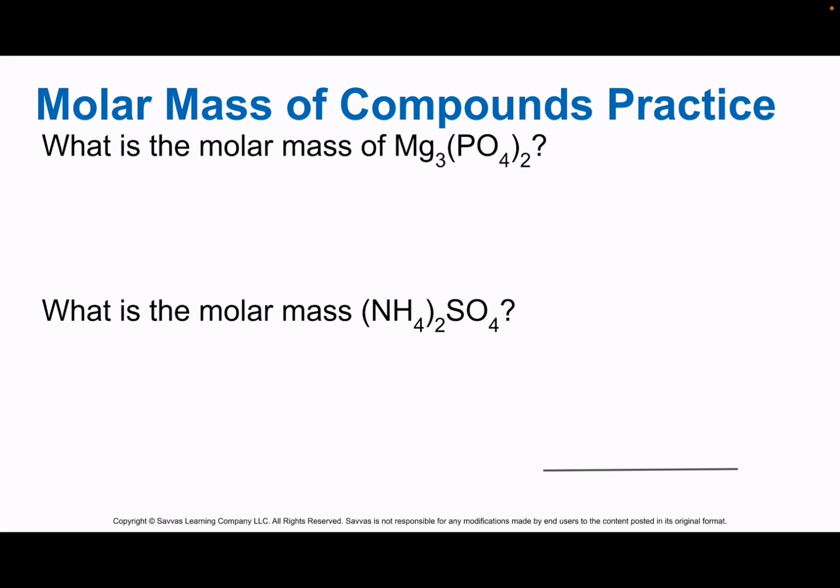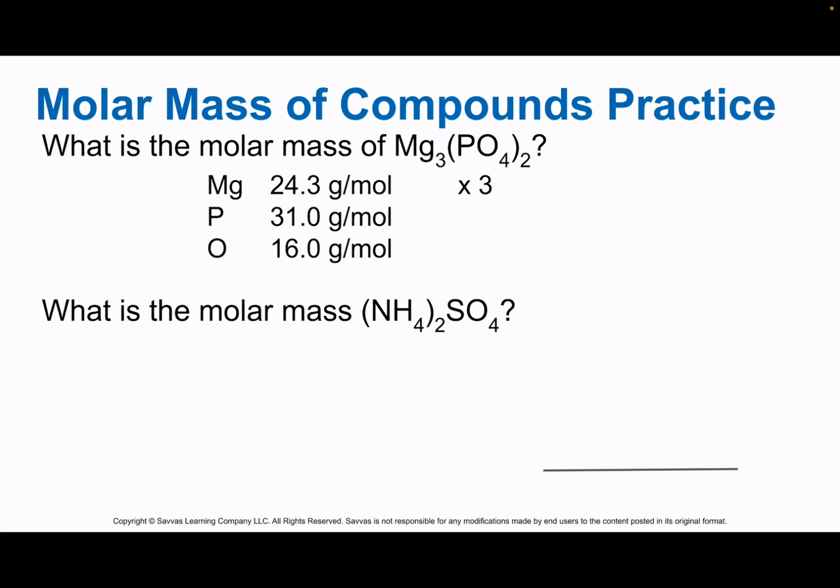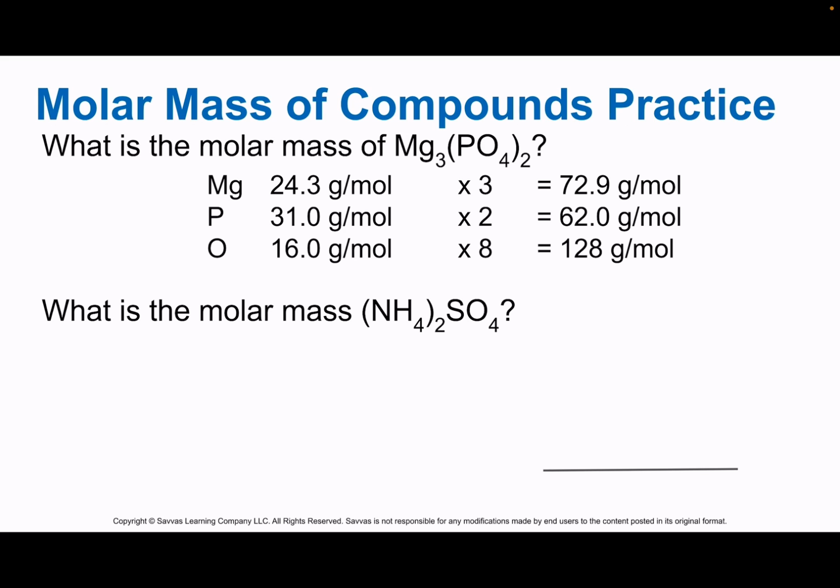Okay, hopefully you've completed these. Let's check our work. Magnesium, phosphorus, and oxygen. Those are our 3 elements. Careful here. Magnesium, there are 3. How many phosphorus are there? That 2 on the outside distributes. So we have 2 phosphorus inside the parentheses. And then oxygens, we have 4 2 times. The 2 distribute. So that's 8. We have 8 oxygens. Multiply, get 72, 62, 168 respectively. Add them together. Our total molar mass is 263 grams per mole.